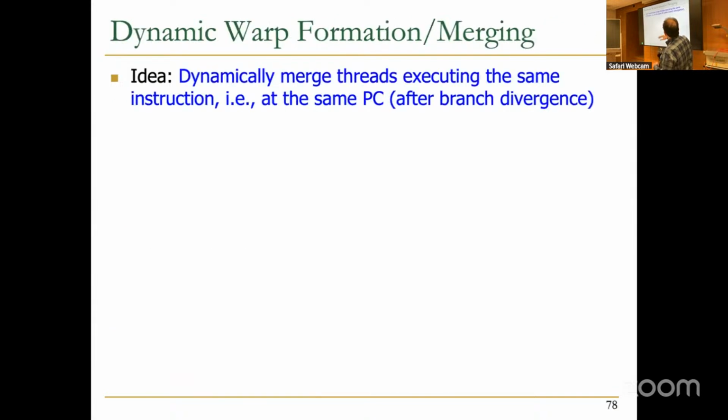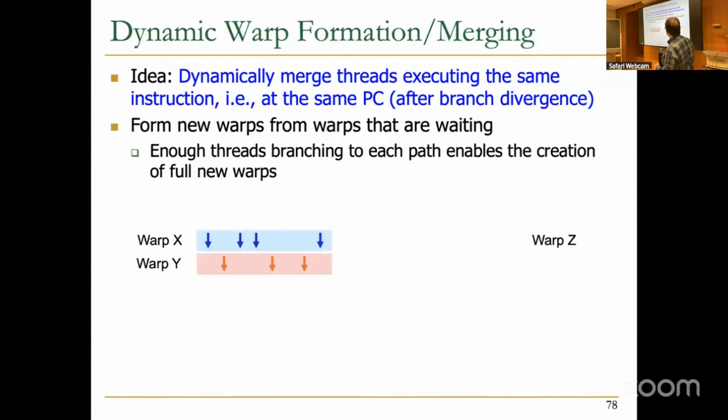This technique is actually called dynamic warp formation or merging. Essentially you have, for example, two different warps, warp X and warp Y. And then you can say, okay, these two warps are executing the same instruction, but both of them are partially active. So I can combine them and make a new warp, warp Z. I'm going to run this instead of warp X and Y, and this is more active. So you are increasing your SIMD utilization.